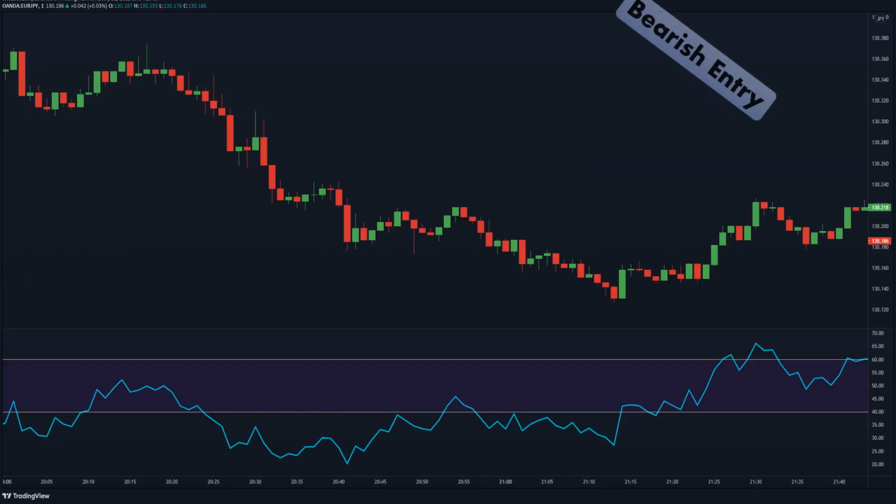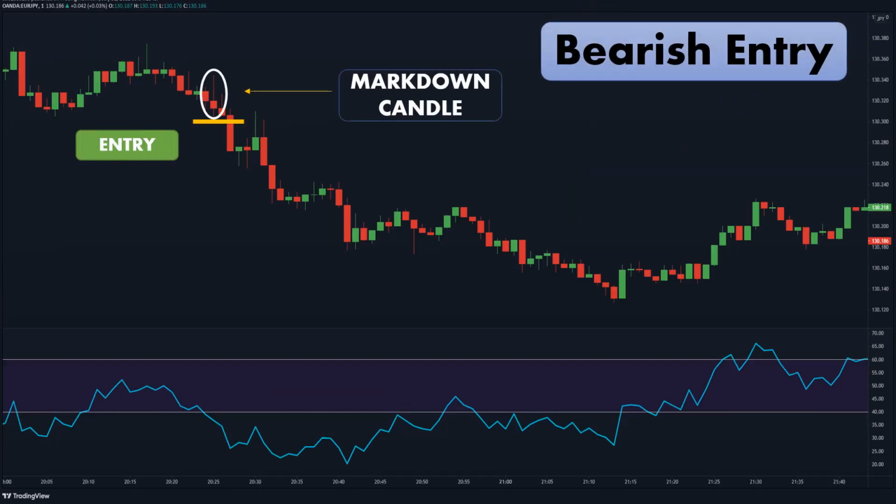In case of bearish entry, slightly above the markdown candle is where we place our stop loss. The reason behind, markdown candle had a lot of strength, and after a huge tug of war, sellers were in the position and they pushed the price downwards.